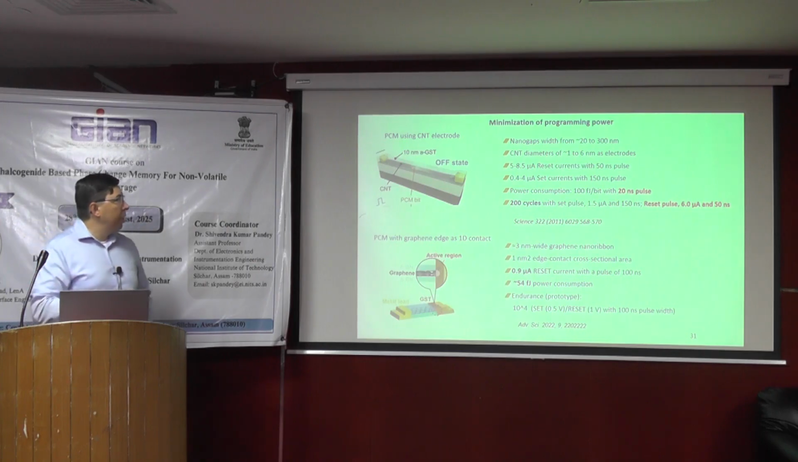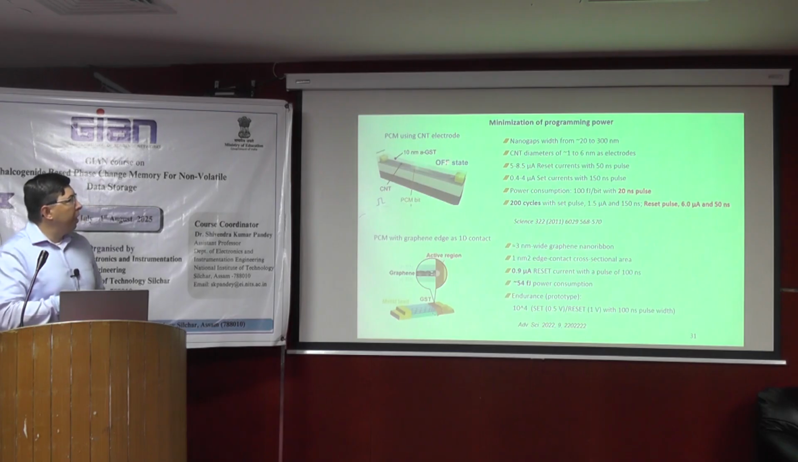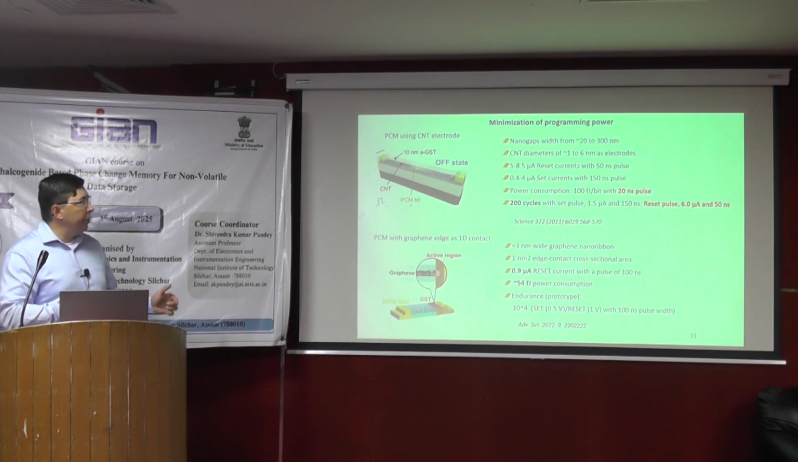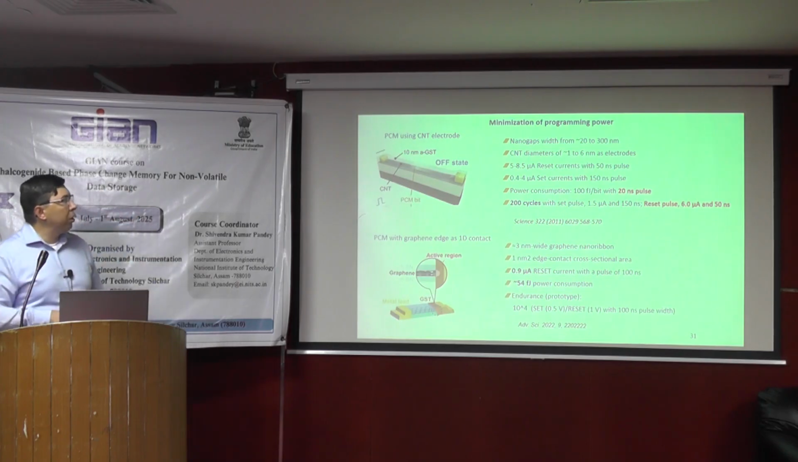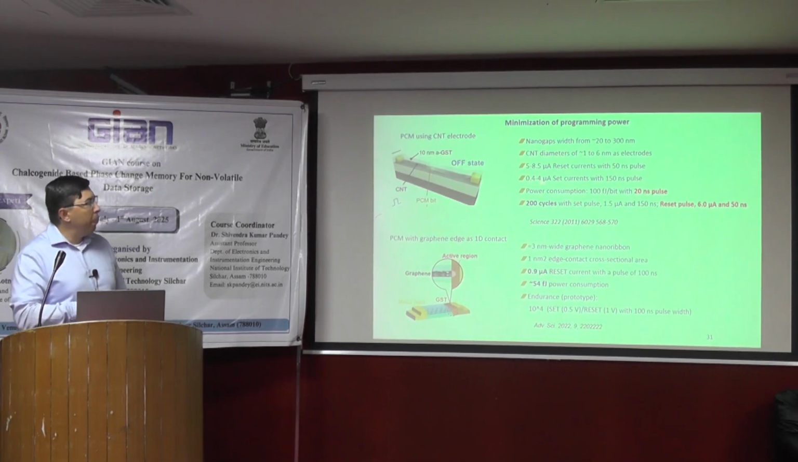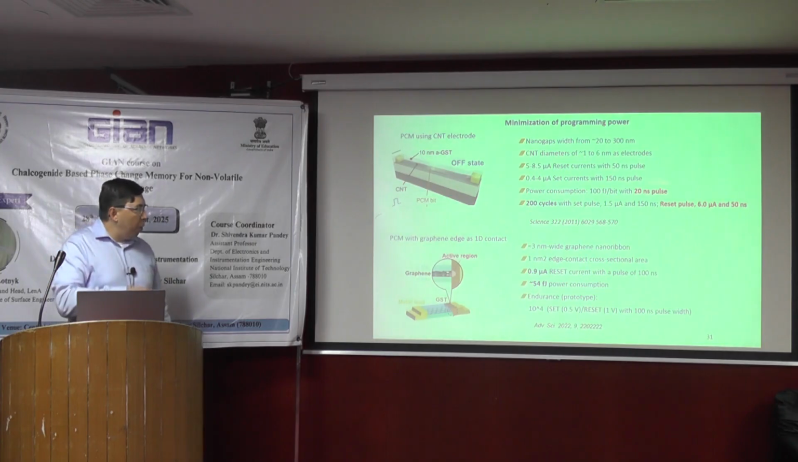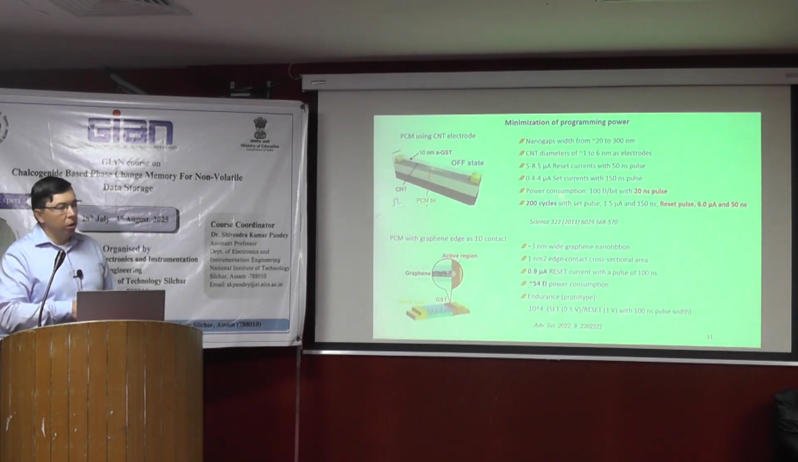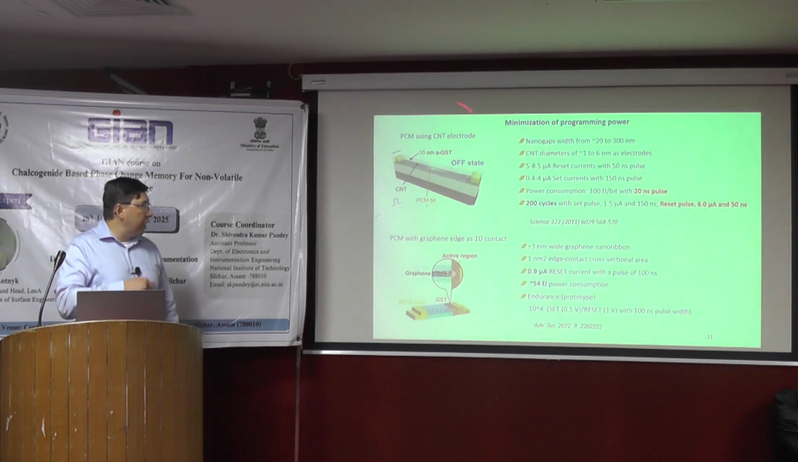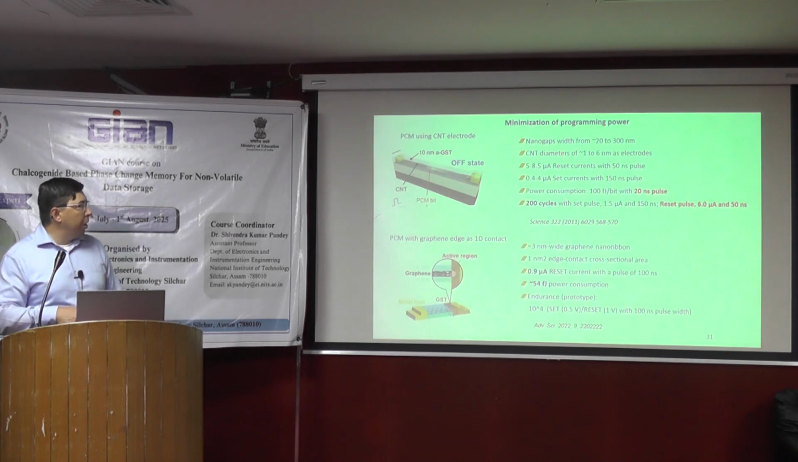It's also based on lithography, so they can make a gap between the electrodes in a range of 20 to 300 nanometers, and they can also vary the CNT diameters between 1 and 6 nanometers, so they can reach a very low reset current, like 6 μA with 50 nanoseconds, and set currents in the range up to 0.4, with 150 pulses, very low power consumption. But the endurance here, as you see, is only 200 cycles. So it's a nice concept, but it needs to be improved.